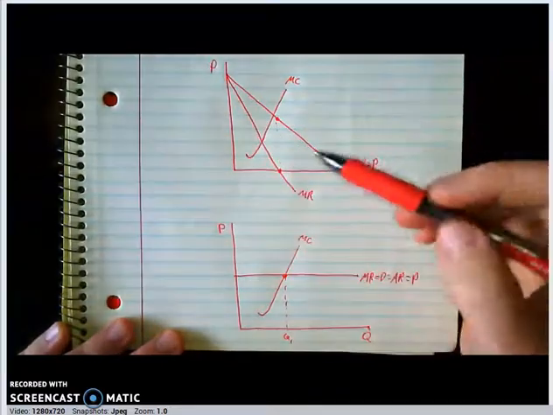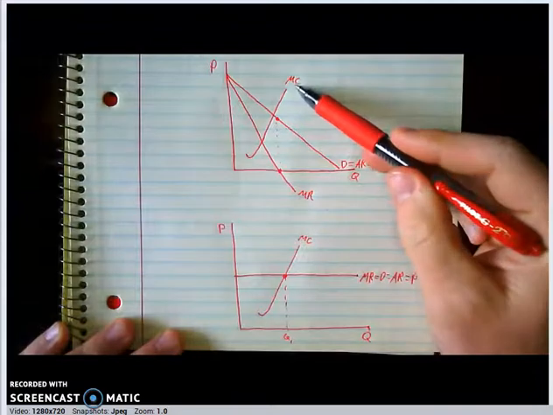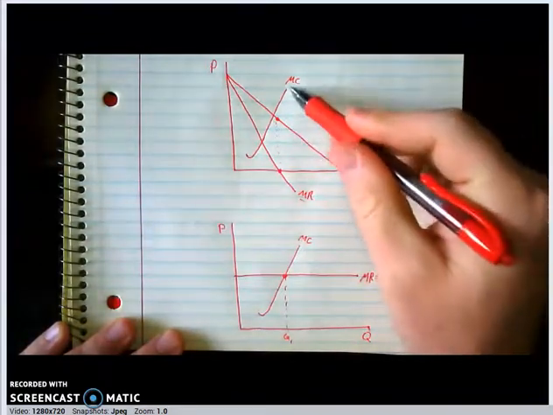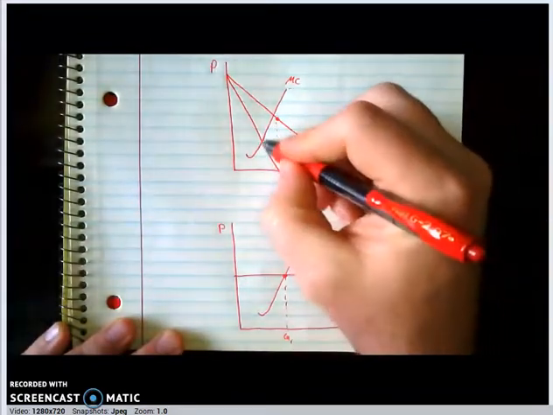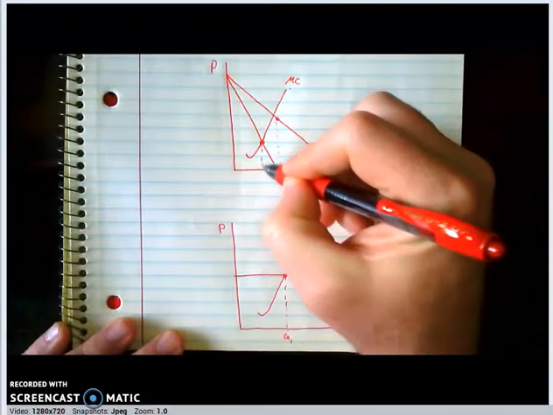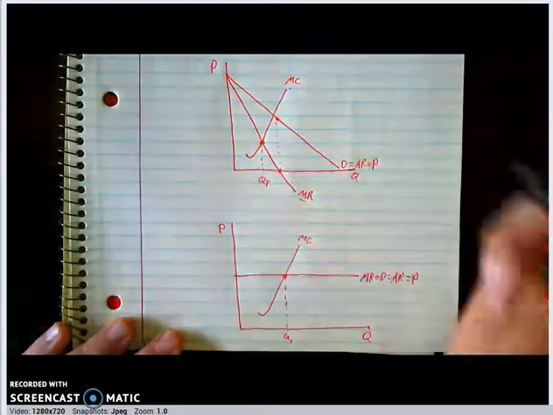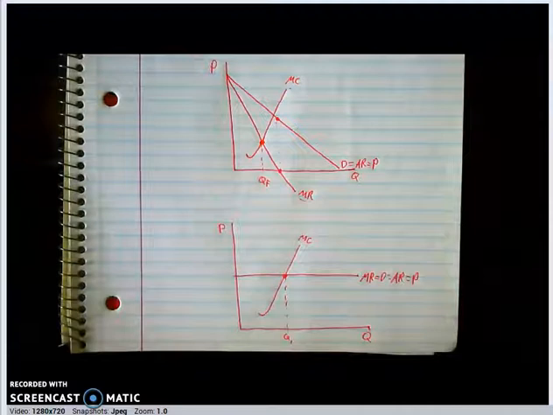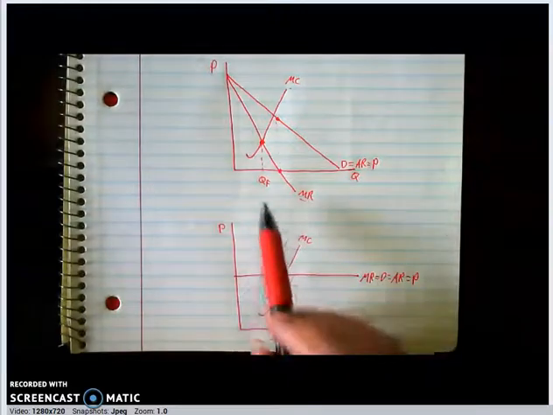But here's what I'm looking for. I'm looking for MR equals MC. So this curve and this curve both intersect at this point right here. So this is going to be the quantity that this company produces. That's going to be the firm's quantity. It's also the market quantity, so I can call this QF or QM or just Q, it doesn't matter. But that's going to be my quantity.